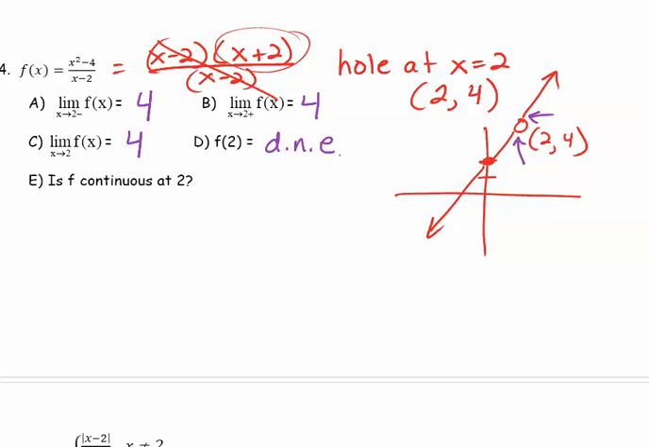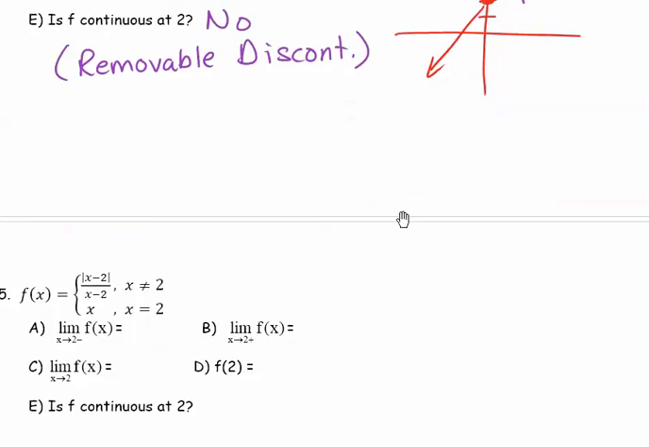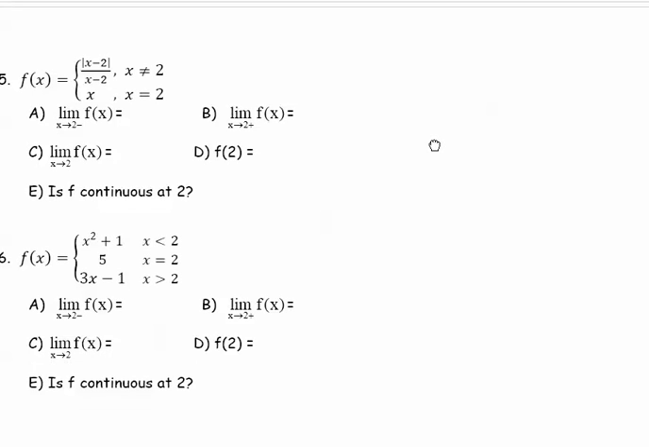So is f continuous at 2? So notice, even though there is a limit, there is no continuity. And of course, we know that if you've already graphed it. So remember that if I asked what type of discontinuity, this is a removable discontinuity. So remember your vocabulary as well. All right, let's take a look at 5.